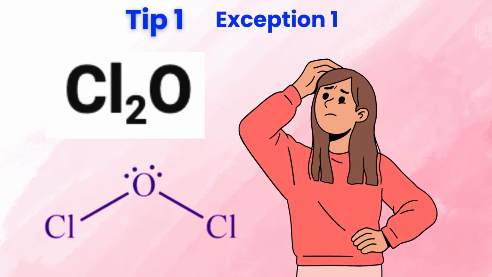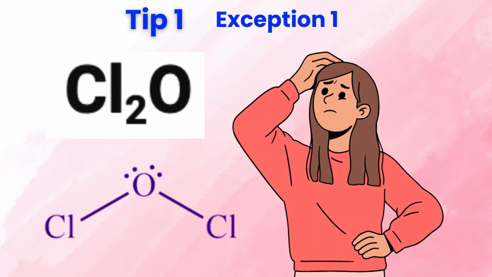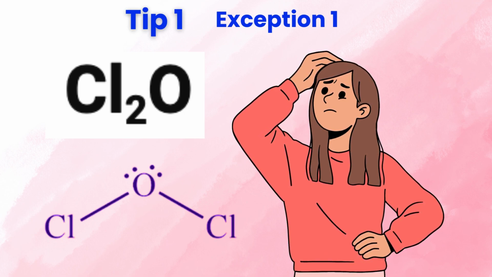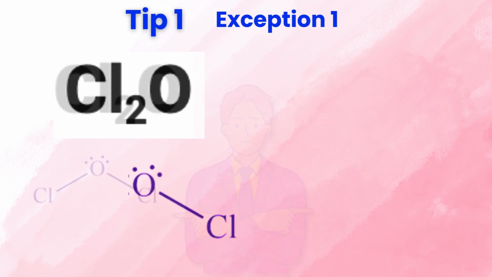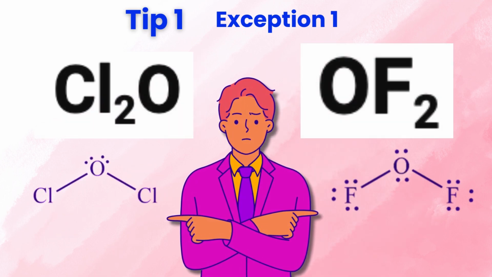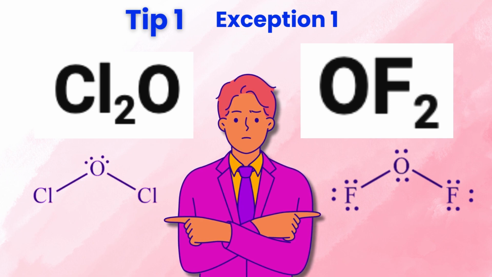For example, look at the compound Cl2O. So chlorine has a lower electronegativity than oxygen, so chlorine comes first. OF2, oxygen has a lower electronegativity than fluorine, so oxygen comes first.